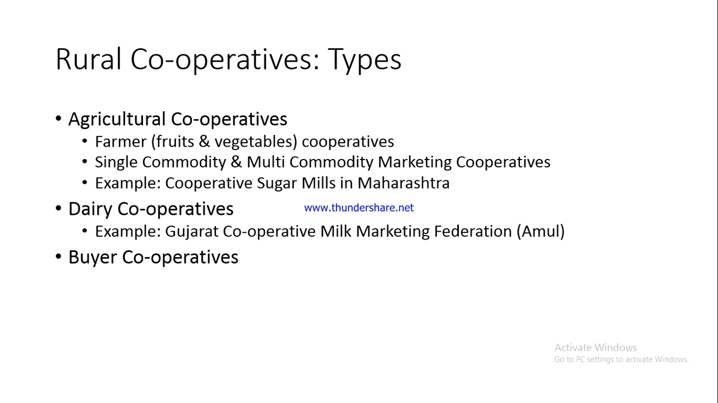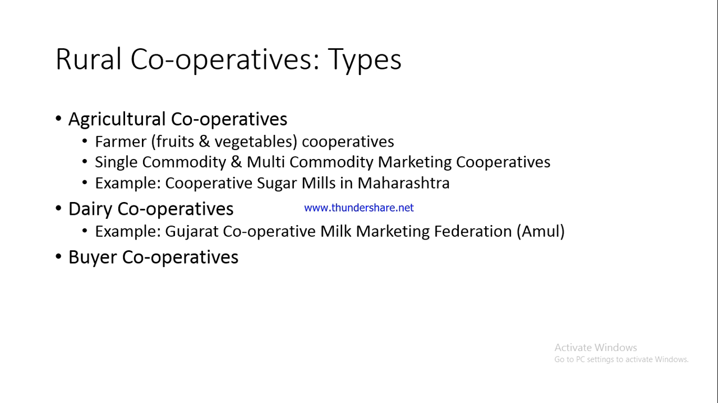Buyer cooperatives are also found in urban areas. You might have seen in some industries where a number of workers are there. They may also decide to form a buyer cooperative because all these people would require so many items of daily use, FMCG products, edible oil, for example, shampoos and other kinds of products. So they would require these on a daily basis, or at least they would be making these purchases on a weekly basis.